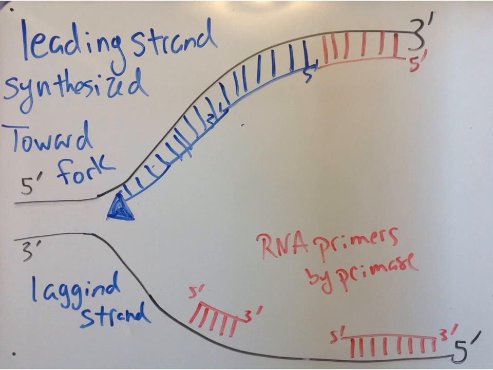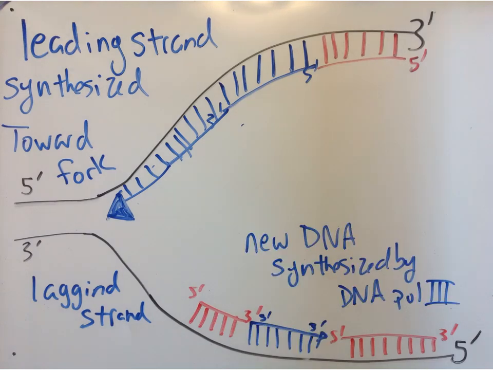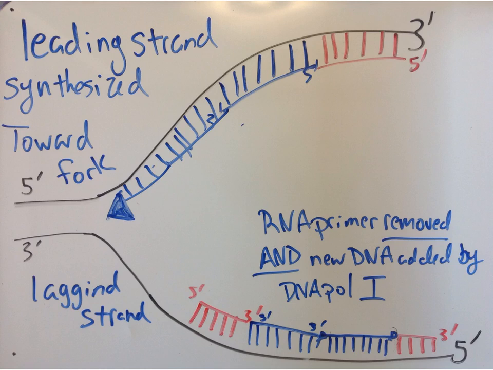Separate RNA primers are put down. New DNA is synthesized by adding DNA nucleotides to the 3' end. Again, DNA synthesis always happens 5' to 3', and it's still accomplished by DNA polymerase III on the lagging strand.